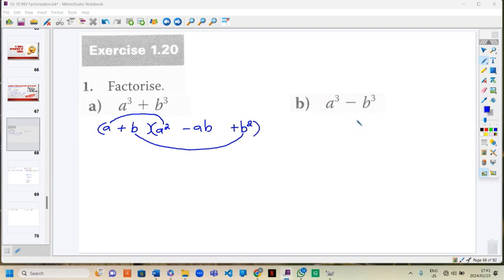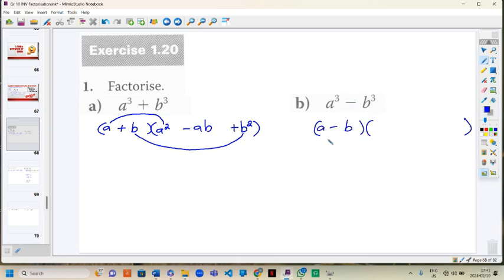So let's look at this one. Any common factors there? No, there's no common factors there, but I've got a difference and I've got two cubes. Is it a difference of two cubes? Yes, it is. Awesome stuff. So open up a small bracket, open up a big bracket. What's the cube root of the first term? A.